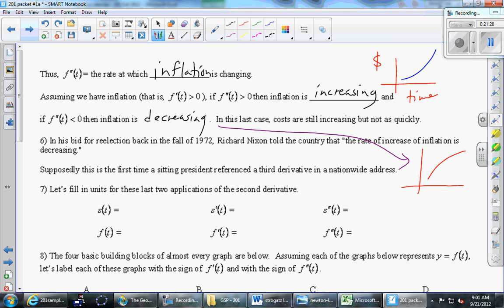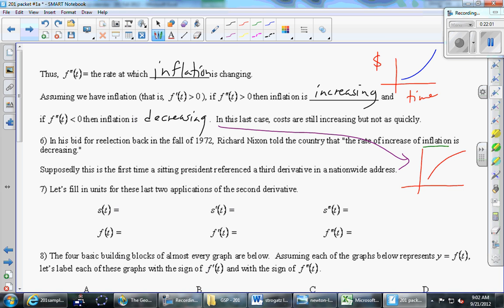Okay, let's go to 6. Chris. Bid for re-election back in the fall of 1970, Richard Nixon told the country that the rate of increase of inflation... Okay, so here's the question: was it reasonable to expect that the U.S. populace would have a clear sense of what he was really saying? Did he have a clear sense of what he was really saying?